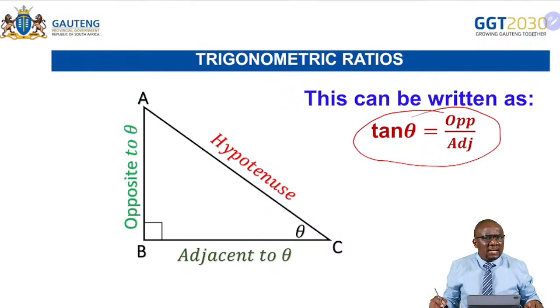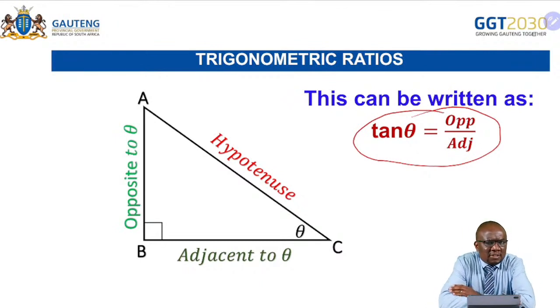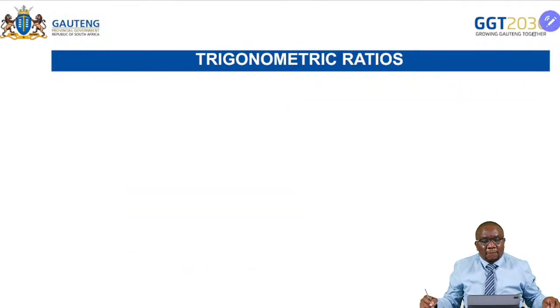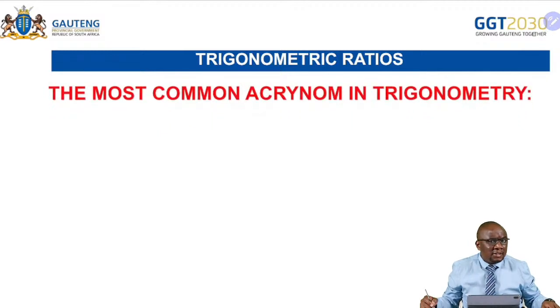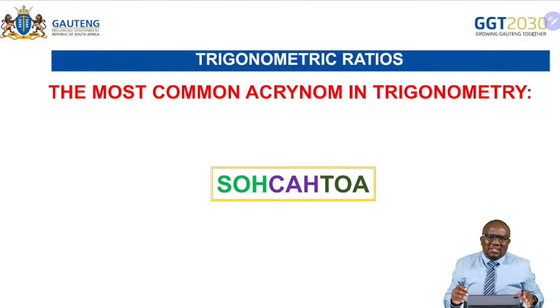I was making a mistake. There's something I must use that will make sure I don't make this mistake. I'm going to give you a very, very common acronym that we use in mathematics. I've heard some people even making songs about it. It's called SOHCAHTOA. This will help you a lot in grade 10. If you're doing trigonometry, just write this acronym first. It will assist you a lot.